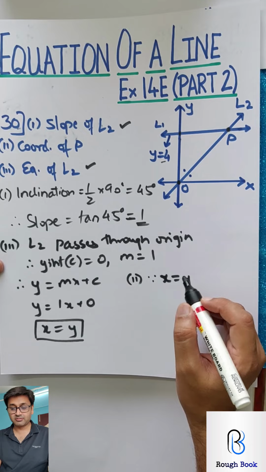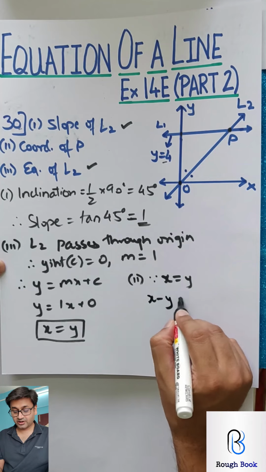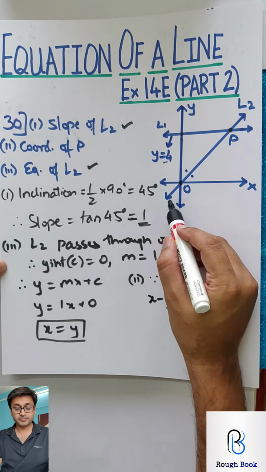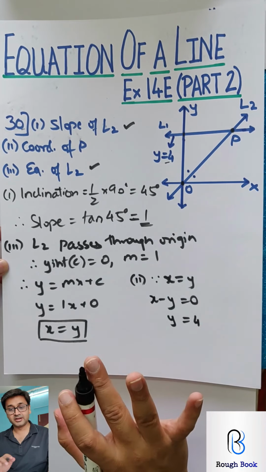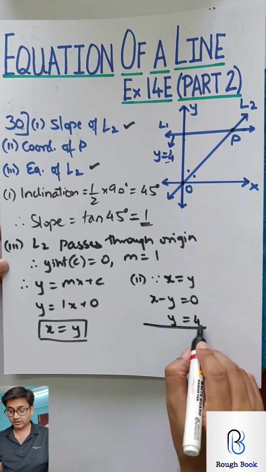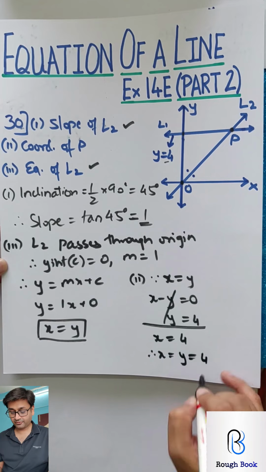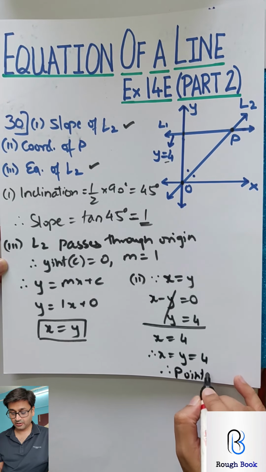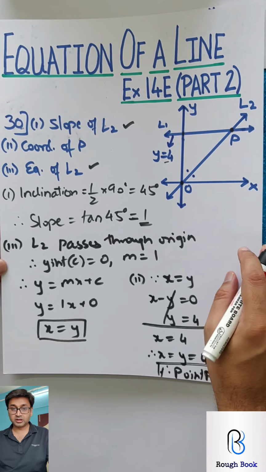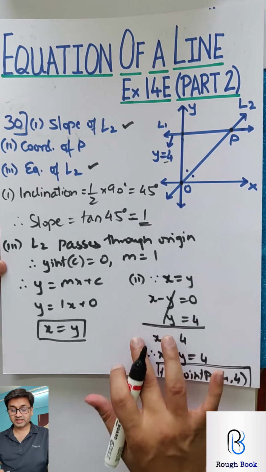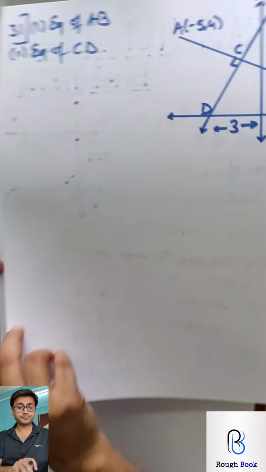I'll give you a logical method rather than this thinking method. x minus y equals 0 is the equation of L2, and y is equal to 4 is the equation of L1. Apply simultaneous equations, you will get P straight away instead of using any logic. So I get y is equal to 4 and x is equal to y, so x is 4. So point P I can say is (4, 4). Simple. Instead of using all the logic which I told you at the start, just use your simultaneous equations and you will be sorted. Yeah, a good question. That's why I picked this up.